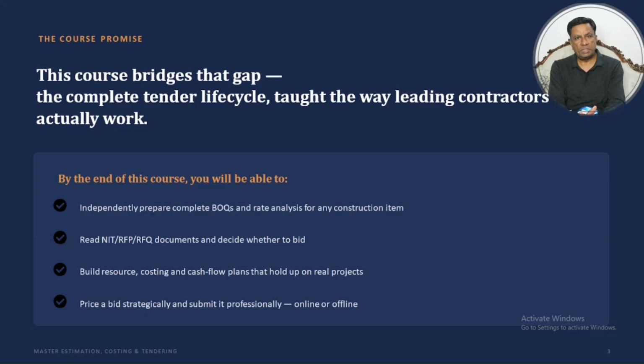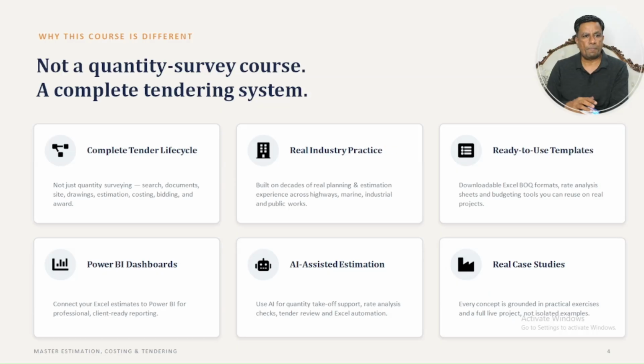By the end of this course, you will be able to independently prepare complete bill of quantities and rate analysis for any construction item. Read NIT, RFP, RFQ documents and decide whether to bid. Build resources, costing and cash flow plans that hold up on the real project. Price a bid strategically and submit it professionally online or offline.